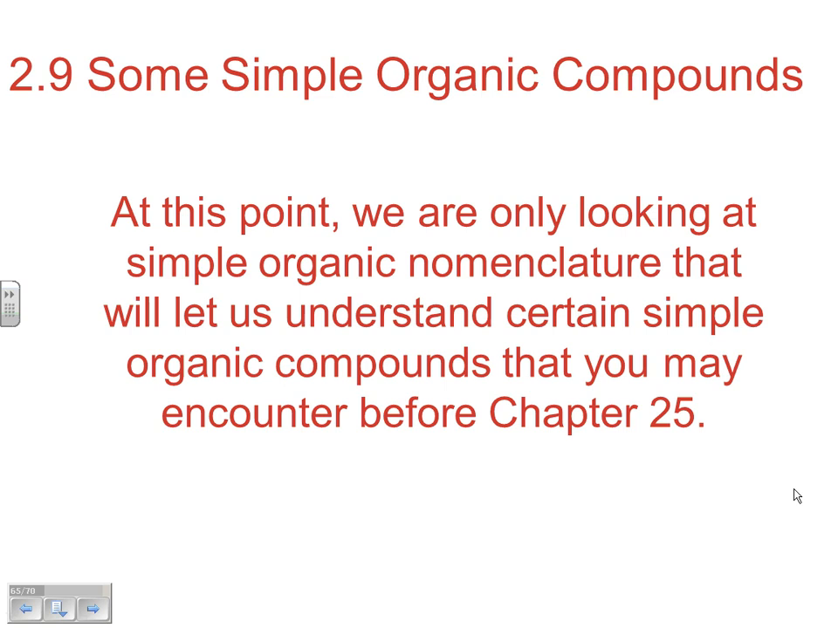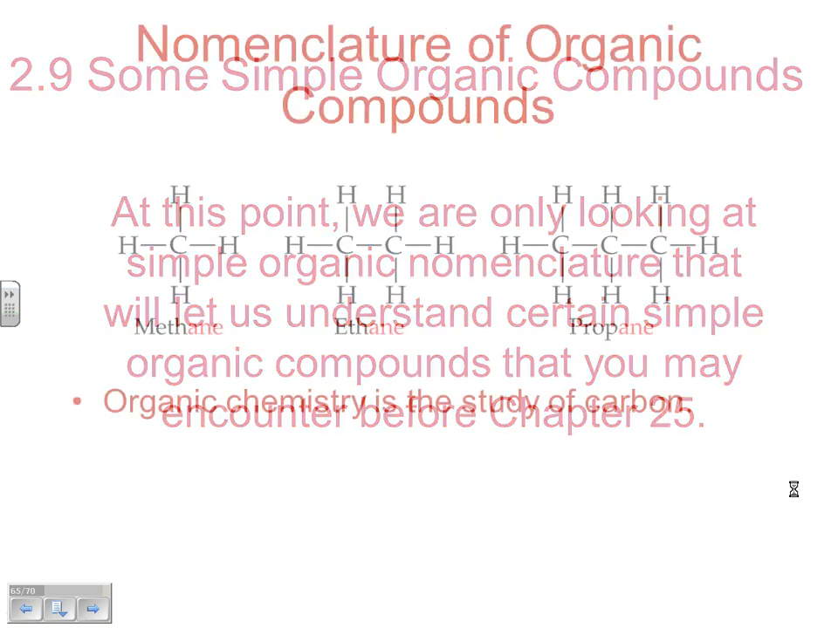Now at this point we're only looking at simple organic nomenclature. And that will let us understand some of the organic compounds we're going to encounter before we get to chapter 25. So this is the one thing that's new. It's one of the reasons it's really important to watch these notes, so that you pick up on some of the new stuff. Well, in these first 3 chapters, this is pretty much it. There are going to be some substances that we're going to encounter from time to time before we get to chapter 25, and you just need to understand them. So we're going to get into a little bit of simple organic here.